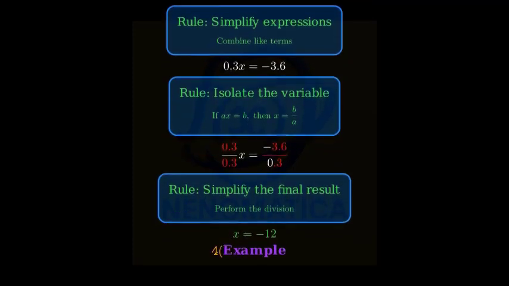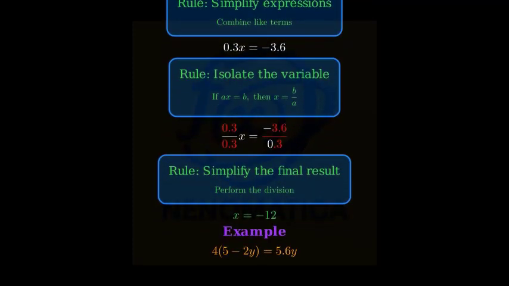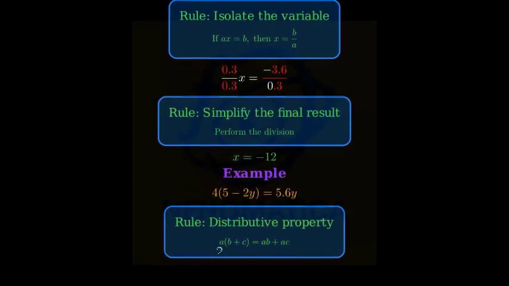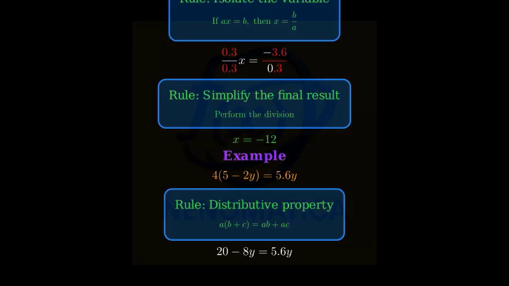We'll solve the equation 4 times the quantity 5 minus 2y equals 5.6y. First, let's distribute the coefficient 4 to the terms inside the parentheses. 4 times 5 is 20, and 4 times negative 2y is negative 8y. So, the left side becomes 20 minus 8y.